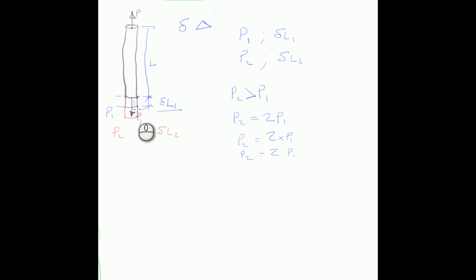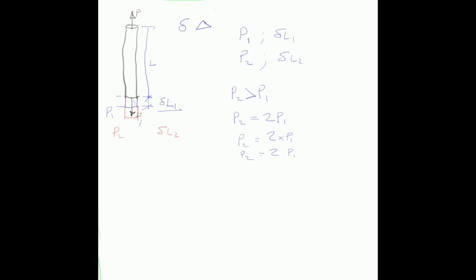And we find that the change in length for the second, that corresponds with the second load, because we've doubled that load, we find in this case that we are doubling the extended length. So if we pull twice as hard, we get twice the amount of extension.